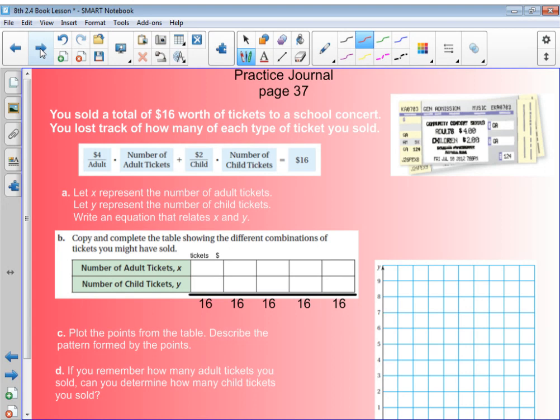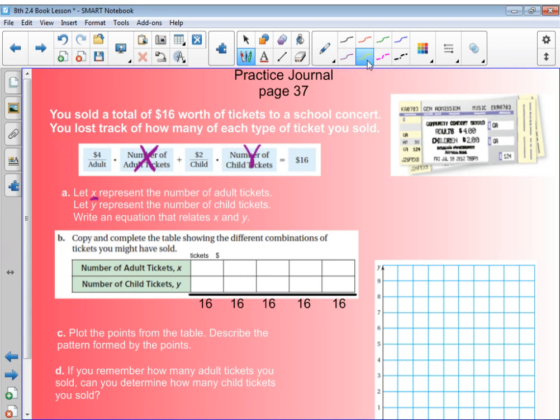So I'm going to go ahead and visually cover up some of the stuff that they just said. Here they said let X represent the number of adult tickets, so I'm going to go ahead and put an X in this spot. And we're going to let Y represent the child tickets, so here we'll put a Y. And now we're going to go ahead and write our equation.